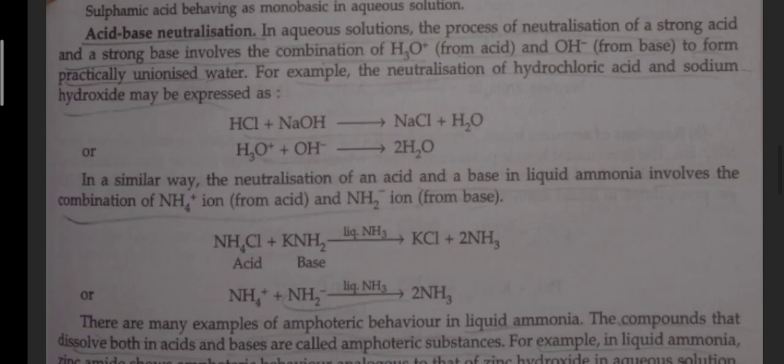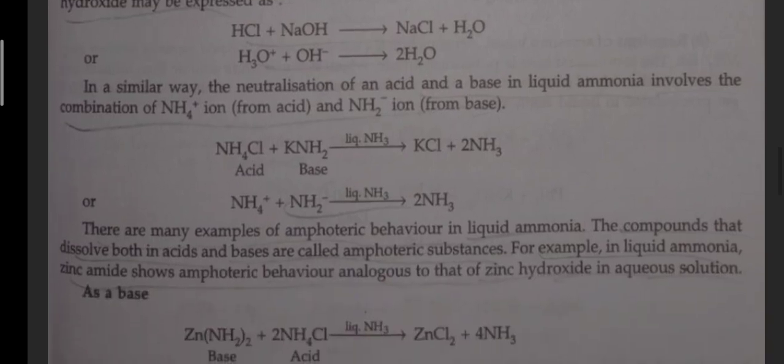Next is acid-base neutralization. In aqueous solution, the neutralization of a strong acid and a strong base involves the combination of hydronium ion from the acid and hydroxide ion from the base to form practically unionized water. For example, the neutralization of hydrochloric acid and sodium hydroxide may be expressed as HCl plus NaOH gives NaCl plus H2O. In a similar way, the neutralization of an acid and base in liquid ammonia involves the combination of ammonium ion from the acid and amide ion from the base.